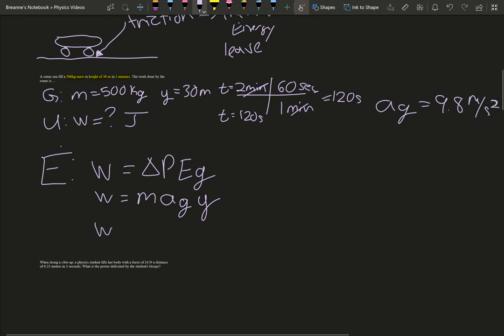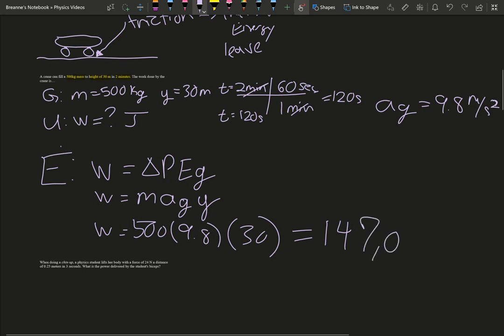We plug that in. So we have our mass, which is 500. Gravity is 9.8. Our height is 3 meters. So maybe that 2 was extra information. And you just grab your handy dandy calculator, plug that in, and you get your work to be 147,000 joules. So that crane's doing a lot of work.